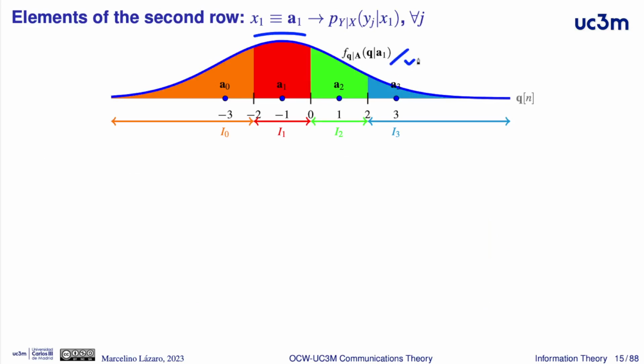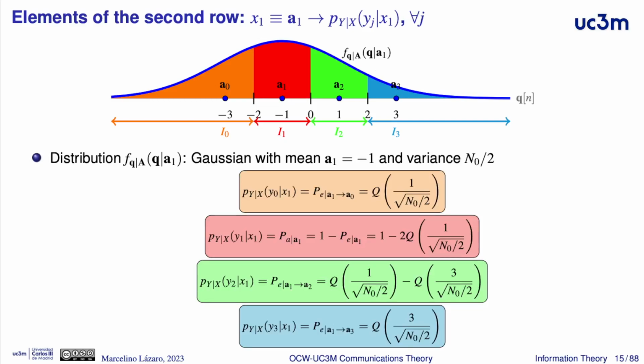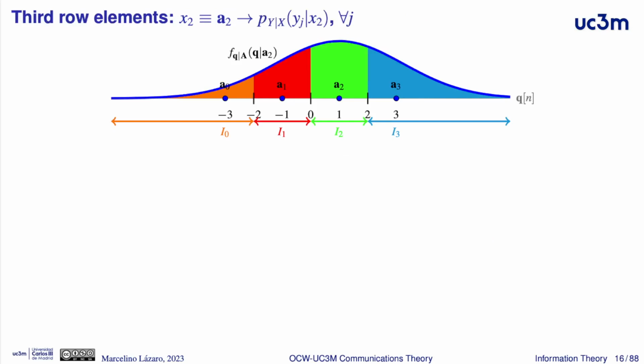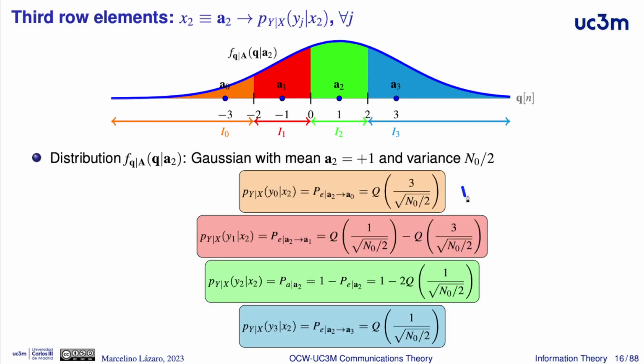In the second row, we have the case where the second symbol, A1, is transmitted. Now, the conditional observation has a Gaussian distribution whose mean is the transmitted symbol, in this case, -1. And again, the integral of the Gaussian in the different decision regions, which can be obtained easily with the Q function, will provide the transition probabilities, the elements that we have in the second row. This is repeated for the third row, where we have the third symbol. Now the Gaussian distribution of the observation has mean +1, the value of A2, and the integral of this Gaussian in the different decision regions, obtained easily with the Q function, are the corresponding transition probabilities of the third row.